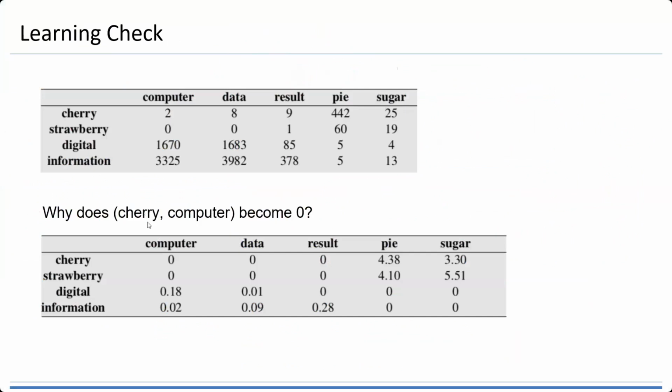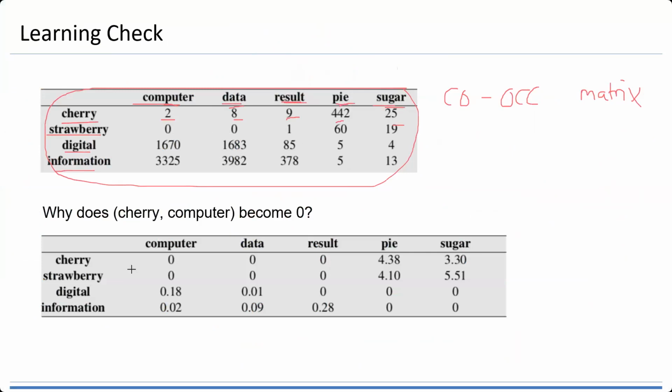So we have this information. This is the co-occurrence matrix. And we want to see the word cherry. How many times it appears with the word computers, data, result, pie, and sugar. The word strawberry, how many times it appears with computer, data, result, pie, and sugar. How many times the digital and information. So you can see with this frequency.